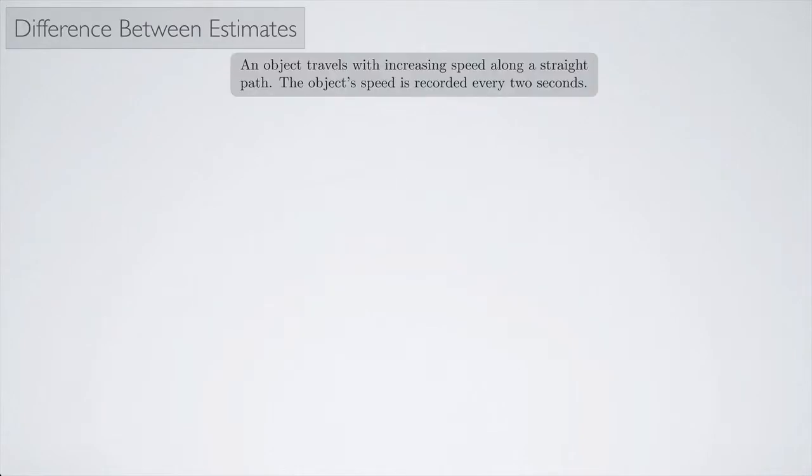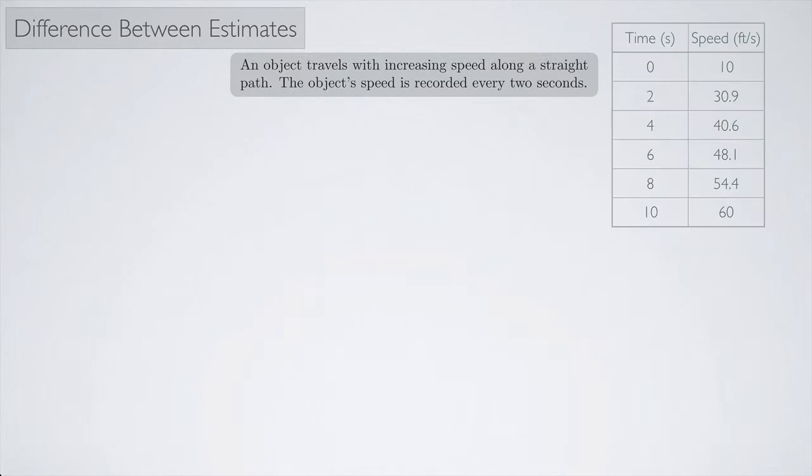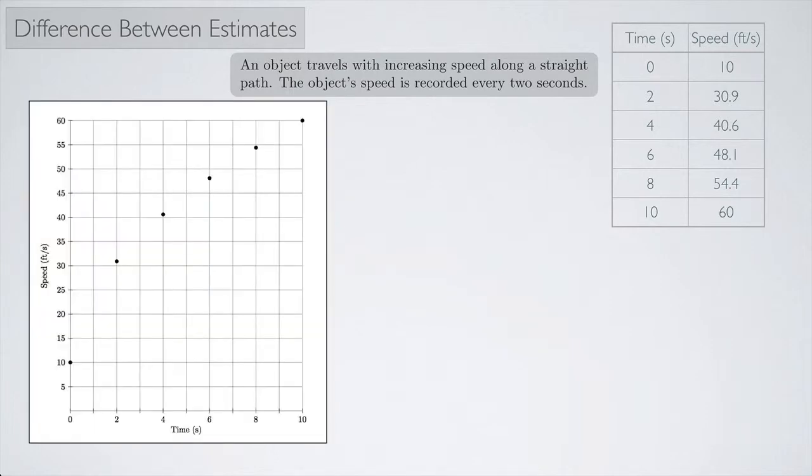Suppose an object travels with increasing speed along a straight path. The object's speed is recorded every 2 seconds. Here's a table of values showing the time from 0 to 10 seconds and the speed in feet per second. And if we plot these values, we get a graph that looks something like this. And so we want to find a lower estimate for the distance that the object traveled.